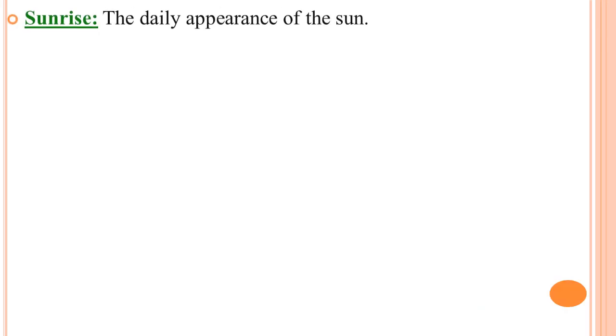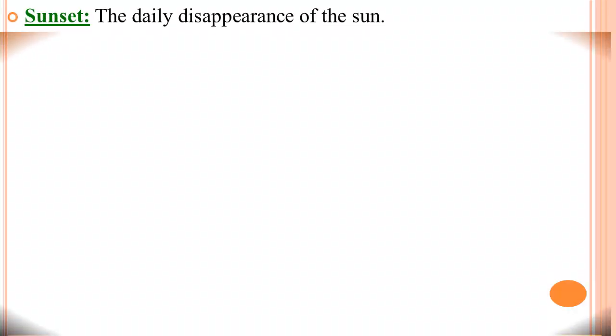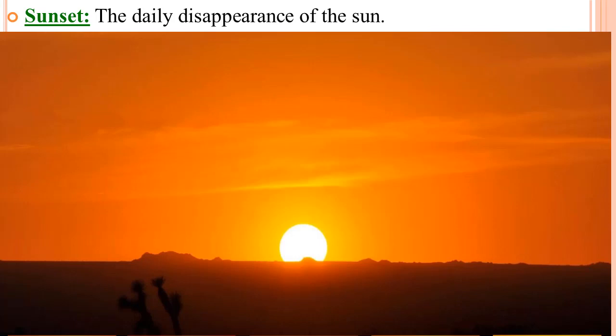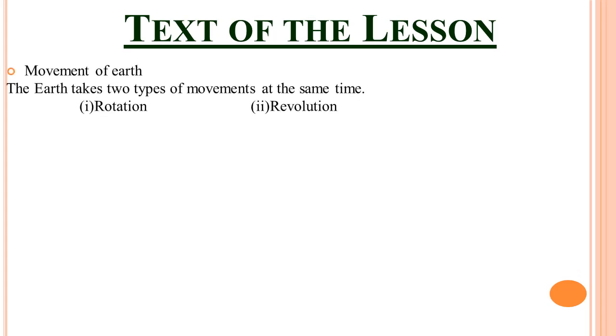And the next term is sunrise, and that is a very common term for us. The daily appearance of the sun is called sunrise, and the last one is sunset, and this is the daily disappearance of the sun. Now come to the text of the lesson, and that is movement of Earth.